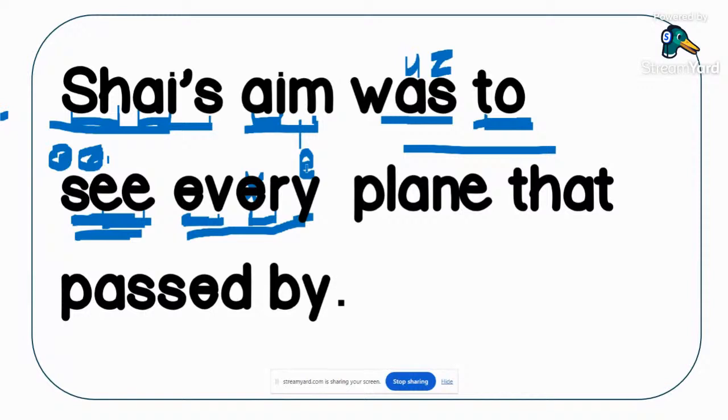Good. So if you chose the E, then you are correct. Because this word says every, not every. Good. Every. Every. Very good. Let's move on to the next word now.